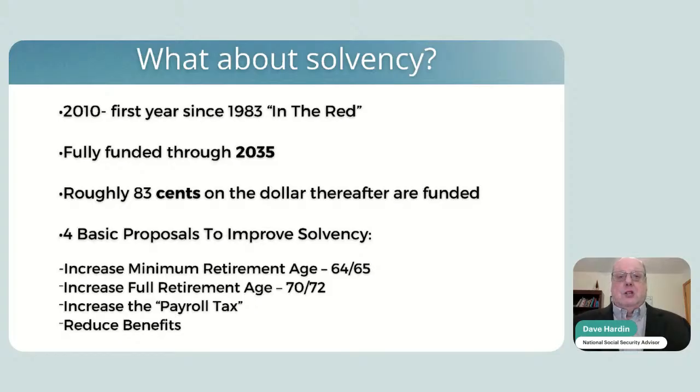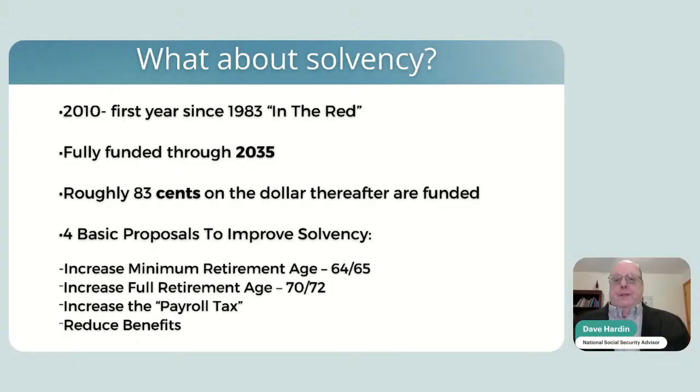But it brings up the question of solvency. How are we going to deal with this? And where is it at? So it's fully funded to 2035. I have to correct that. The Social Security Trustees put out their annual letter, literally Friday night. And the new letter says that it's actually solvent for full benefits to the third quarter of 2034. So it's very close, but that's it. And it funds roughly 83 cents on the dollar after that.